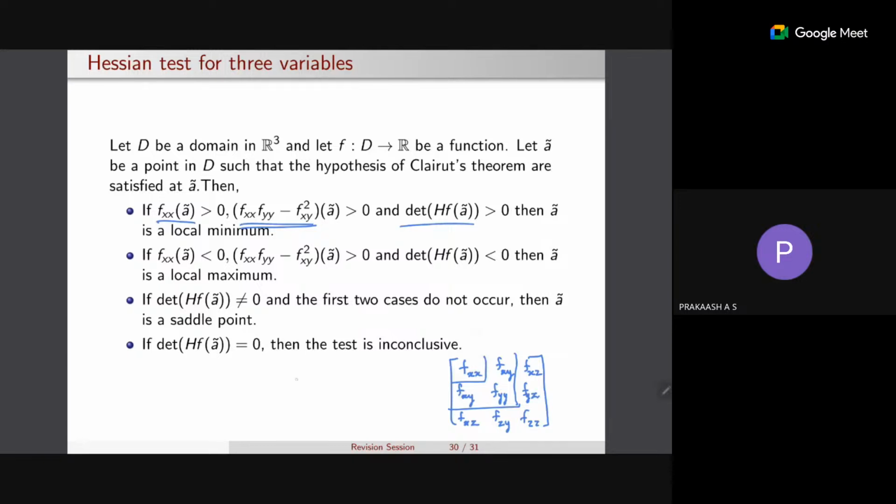If all of these are positive, if you have plus, plus, plus, then it is a minimum. And then you have minus, plus, minus, which means fxx is negative, then the determinant of the 2 cross 2 matrix is positive, and then the determinant of the whole thing is negative. This is some alternating behavior. So minus, plus, minus, then it is a maximum. Now, if the determinant is not 0 and these 2 cases don't happen, then it is a saddle point. So this is how you check the Hessian test for a function of 3 variables.